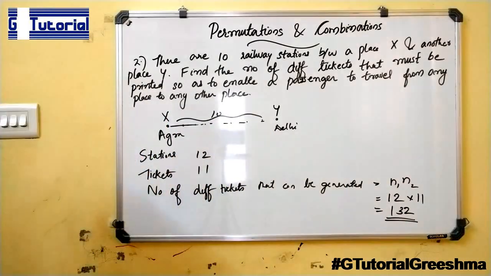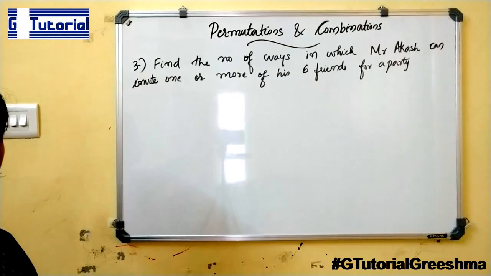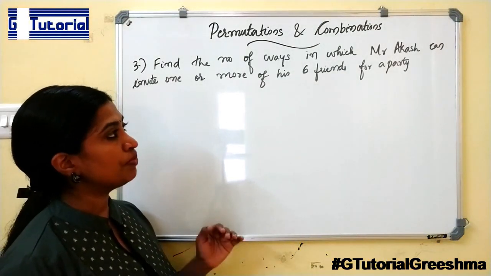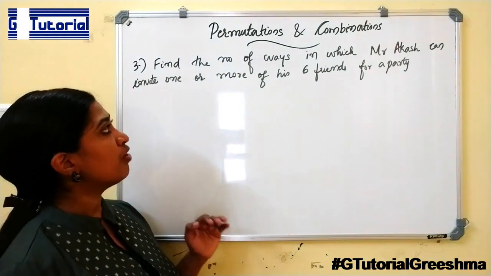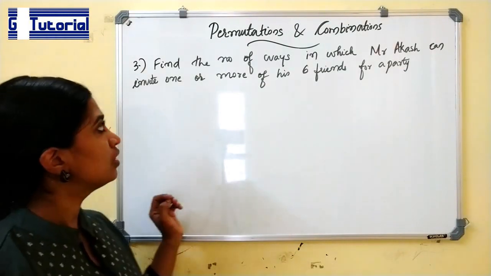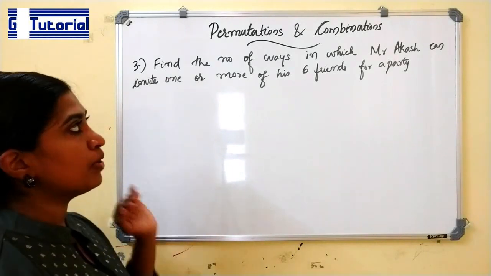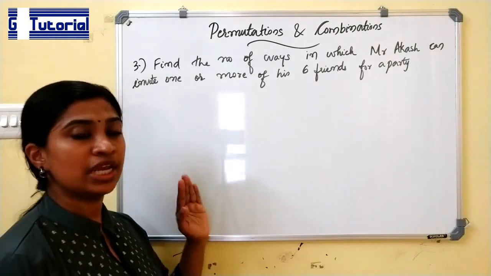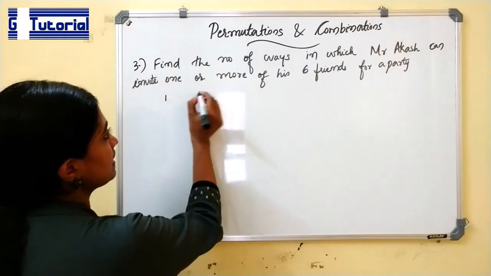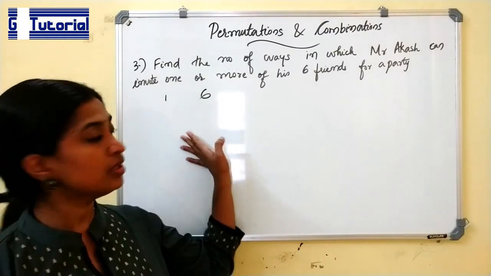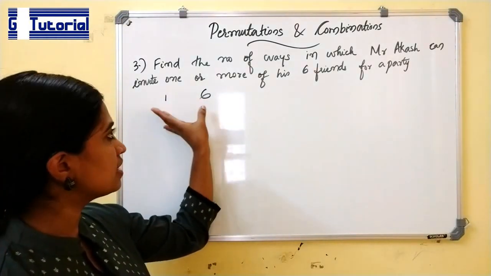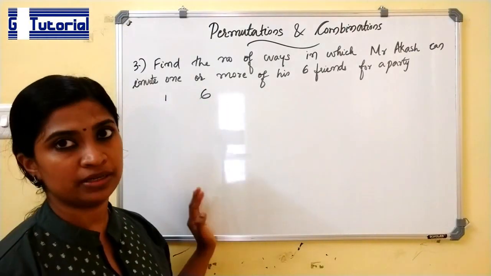Next question. Find the number of ways in which Mr. Agash can invite one or more of his 6 friends for a party. We are asked to find the number of ways in which Mr. Agash can invite one or more of them. There are 6 friends totally. In how many ways can he call his friends for a party.